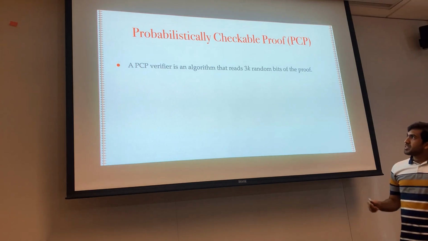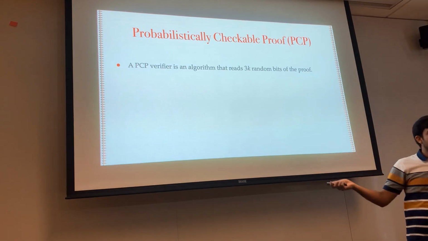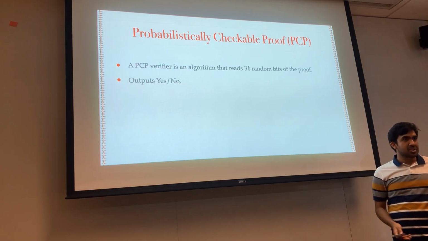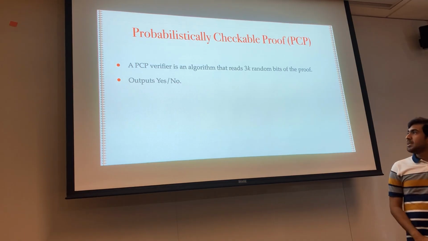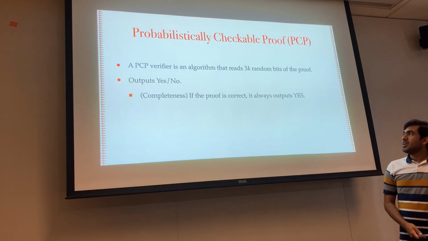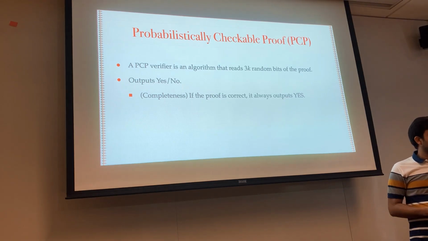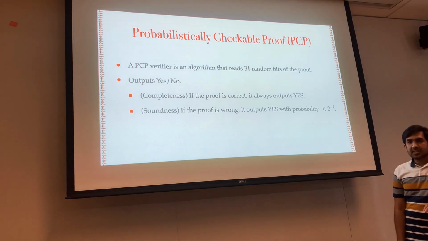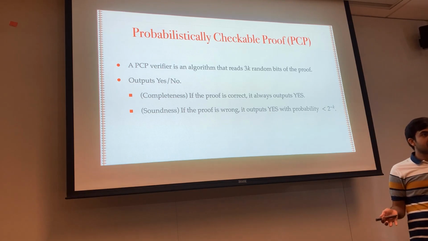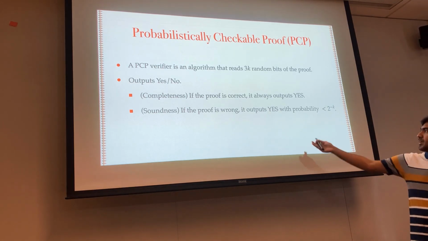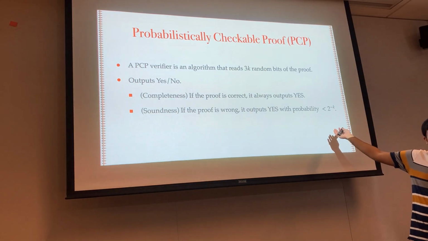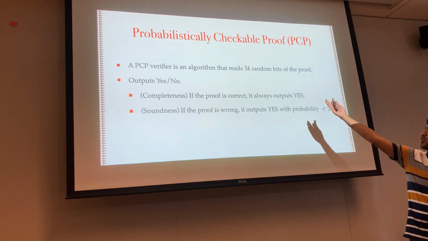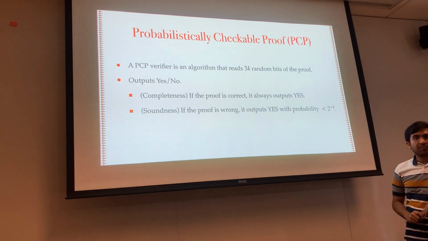A PCP verifier is an algorithm that reads these 3 times k bits. Think of k as any parameter, and it makes a decision: is this proof correct or not? That's what it's trying to check. So it reads a few bits and makes a decision. And what are the properties? Well, if the proof was correct, it must say yes. It must not reject correct proofs. On the other hand, it might accept wrong proofs because it's only reading a few bits. But it only accepts a wrong proof with probability at most 2 to the negative k. So as you read more and more bits, you're more confident that the proof is correct.